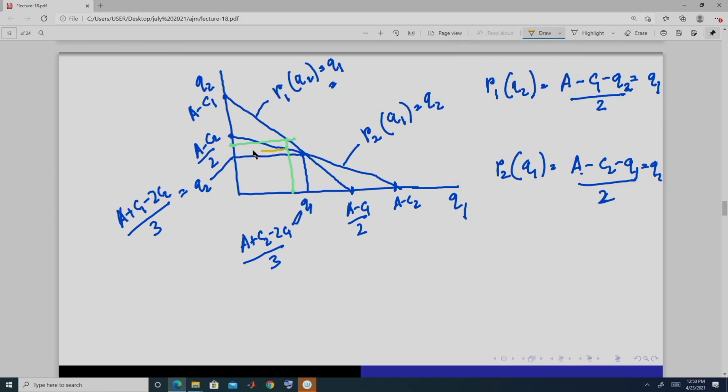It should produce this much amount, not this. So, there is a mismatch in the belief. So, that is why it is not a Nash equilibrium.